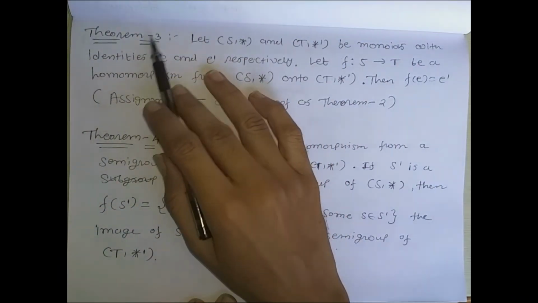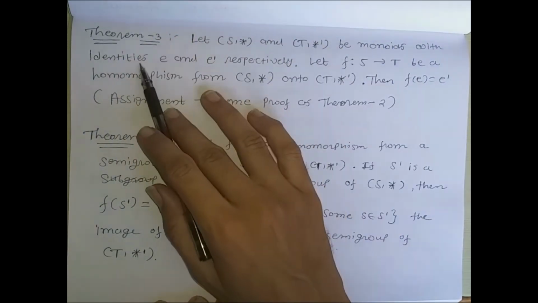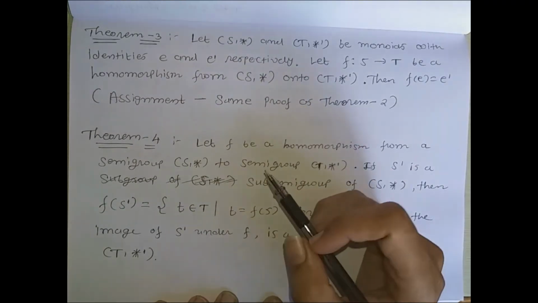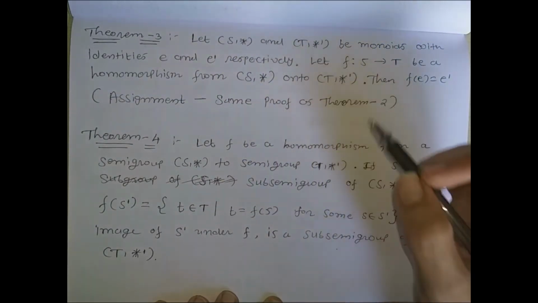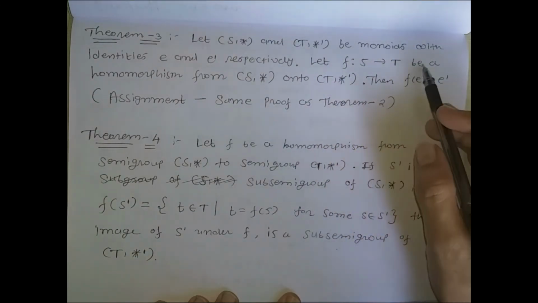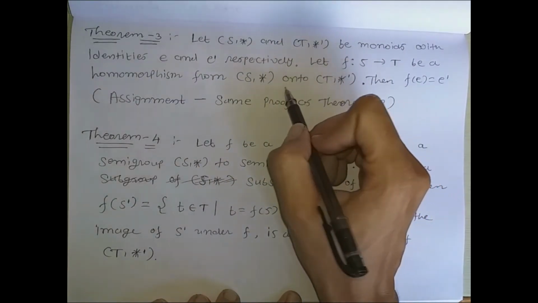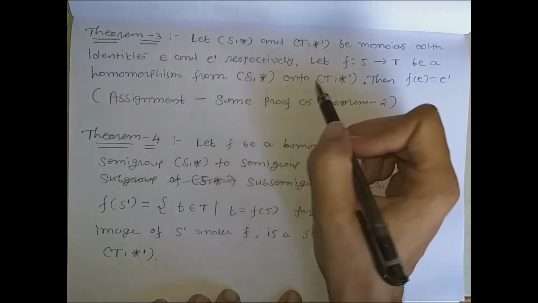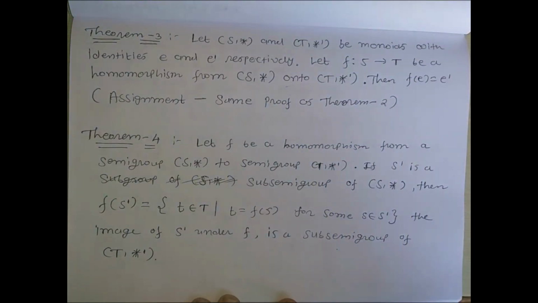Now theorem number 3 is, let S star and T star dash be monoids with identity E and E dash respectively. Okay, E is the identity of S and E dash is the identity of T. Let f be a map from S to T, a homomorphism from S star onto, here it is onto, okay, to T star dash, then f of E is equal to E dash.